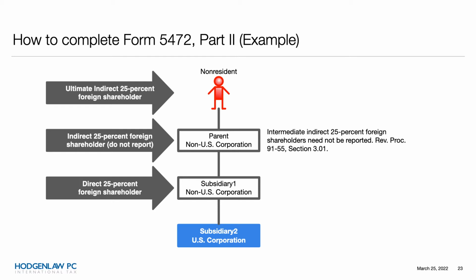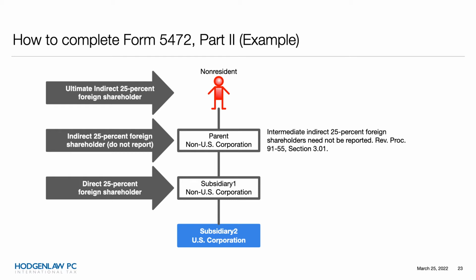Now, indirect is weird because we have a couple of indirect. We've got the parent foreign corporation in the middle, which is an indirect foreign shareholder according to the rules. And then we have the human at the top, who is the ultimate indirect 25% shareholder. So for purposes of Form 5472, all they want in Part 2 is the ultimate person, who's the one at the top, and who's the direct shareholder at the bottom, and you don't have to report the intermediate ones in the middle.